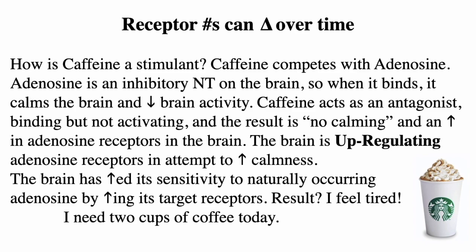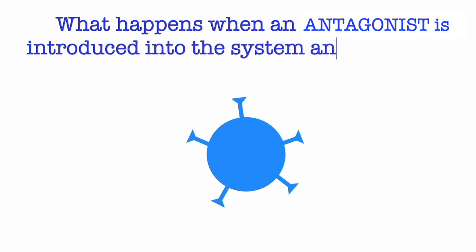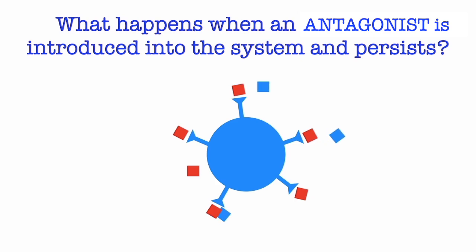And so, of course, the result is no calming, and an increase in adenosine receptors in the brain results. The brain is upregulating adenosine receptors in an attempt to increase the calmness and bring back homeostasis. The brain has increased sensitivity to naturally occurring adenosine by increasing its target receptors. What's the result? Well, I feel more tired. Now I need 2 cups of coffee today instead of 1. And so, of course, this goes on and on.